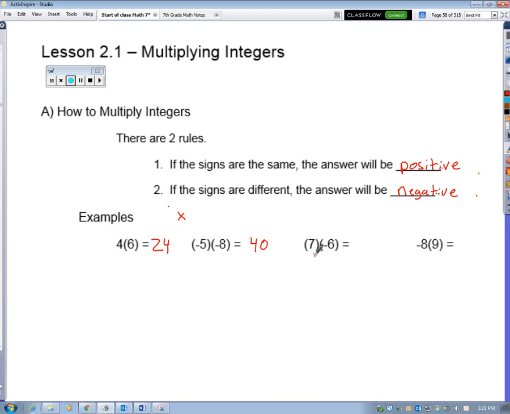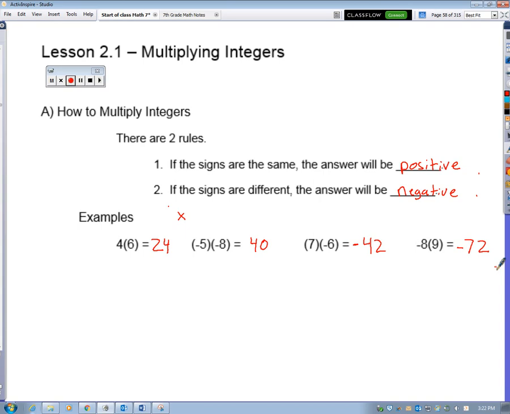Alright, let's take a look at the next problem. 7 times negative 6, multiply like normal, make it 42, and this one's going to be negative because the signs are different. One's positive, one's negative. Last problem. Take a look at negative 8 times 9. That's going to be 72 when you multiply those, and it's going to be a negative answer because they're different. Alright, that's how you use the rules for those.